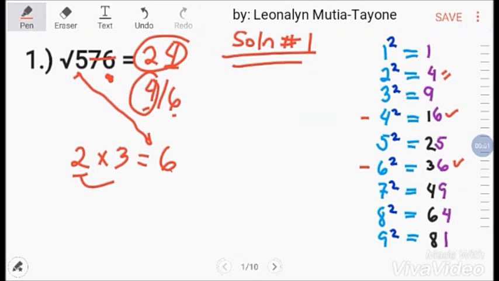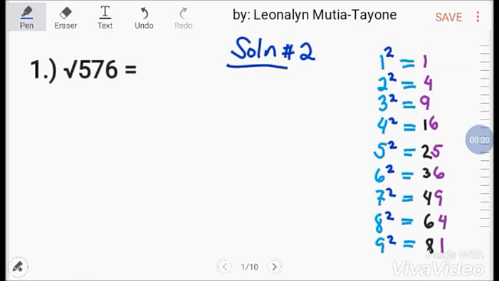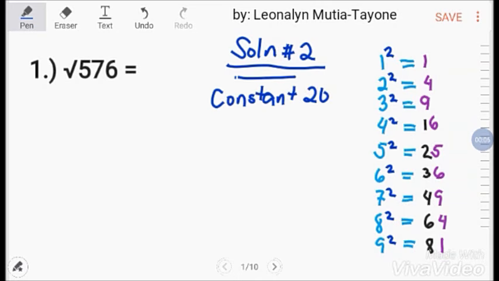Kung medyo nalito pa kayo sa solution number 1 natin, panoorin nyo yung buong video kasi mayroon pa tayong 10 examples dito. Solution number 2. Mayroon tayong tinatawag na constant 20. Itong last 2 digit, mamaya na yan.